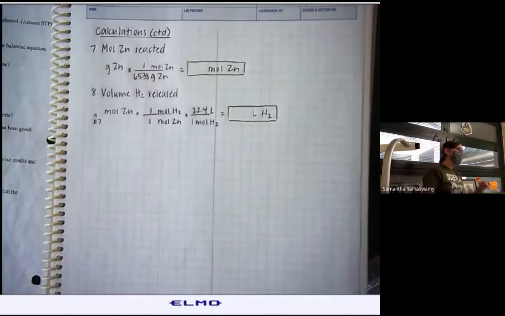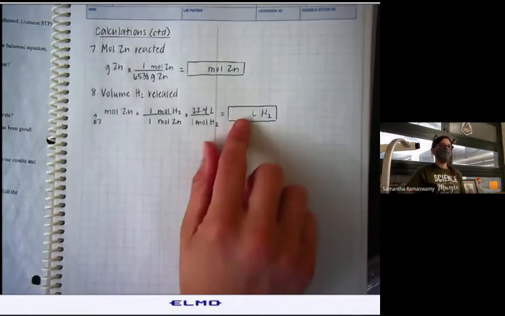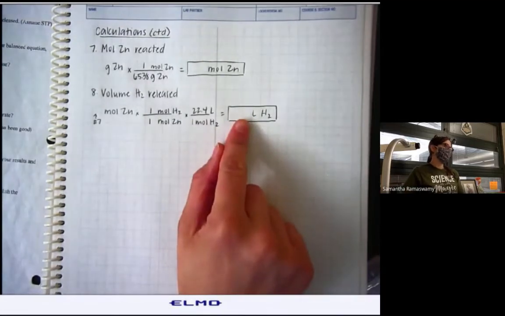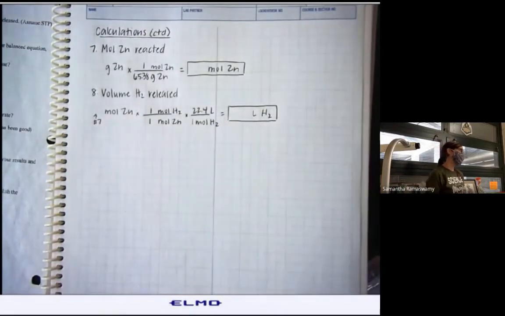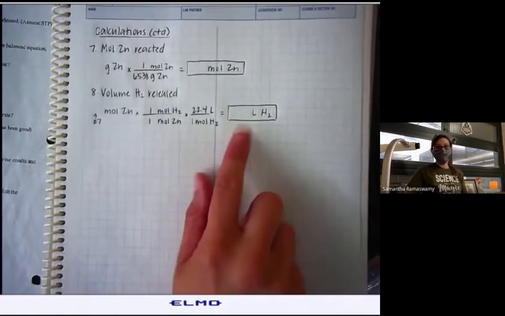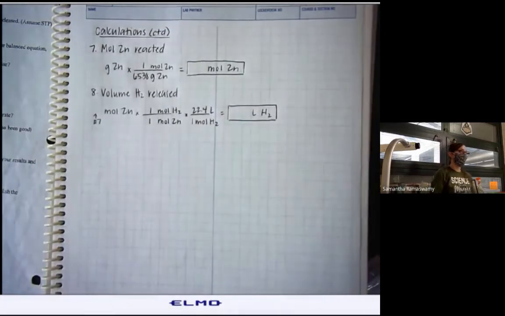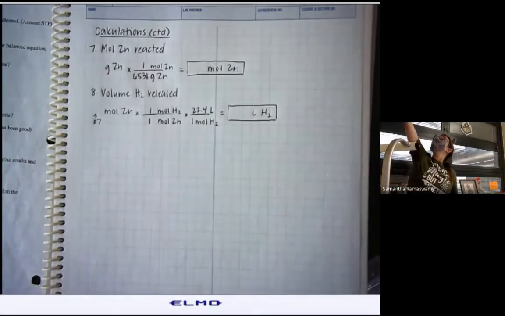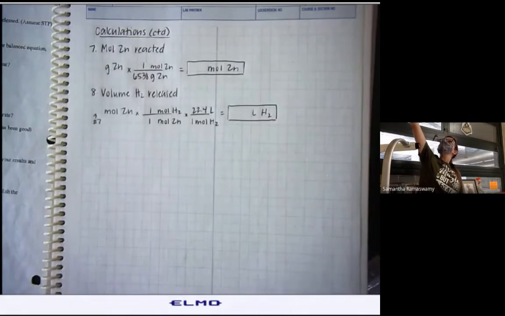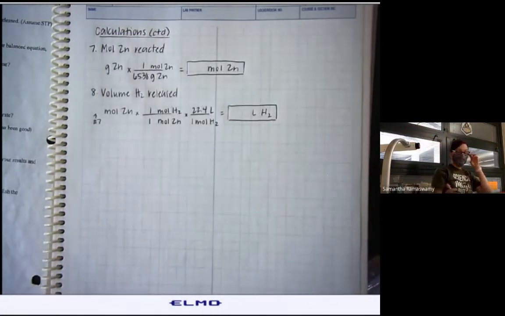So when you put that penny into that hydrochloric acid and you saw the bubbling, you produced hydrogen gas. This tells you exactly how much hydrogen gas you produced. So if you would have collected the gas, this is the volume of gas that it would occupy. So again, that's using the idea that 1 mole of a gas occupies 22.4 liters of space at STP. Nice stoich review.